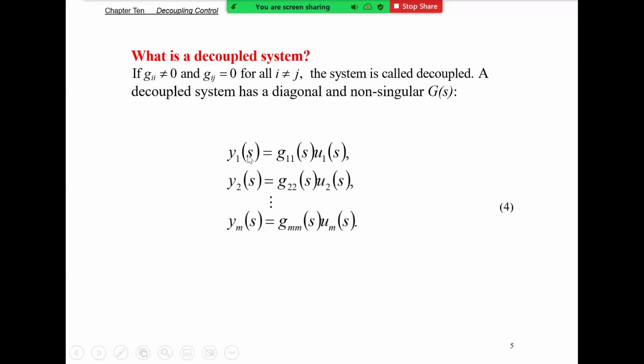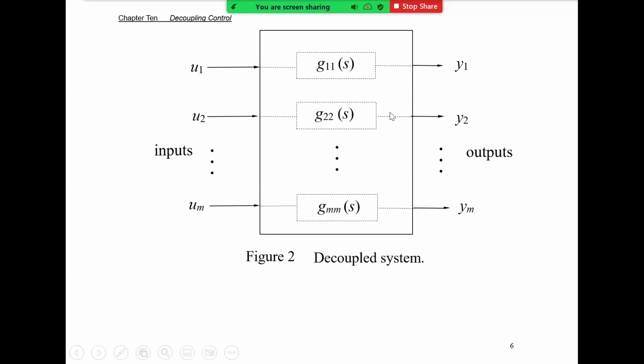In other words, one input is affecting one output only. Of course, this is a very special case. Now, if we draw this block diagram, easily you can see the relation. There is a direct relation from the first input to the first output, second input to the second output. So one input affects one output.